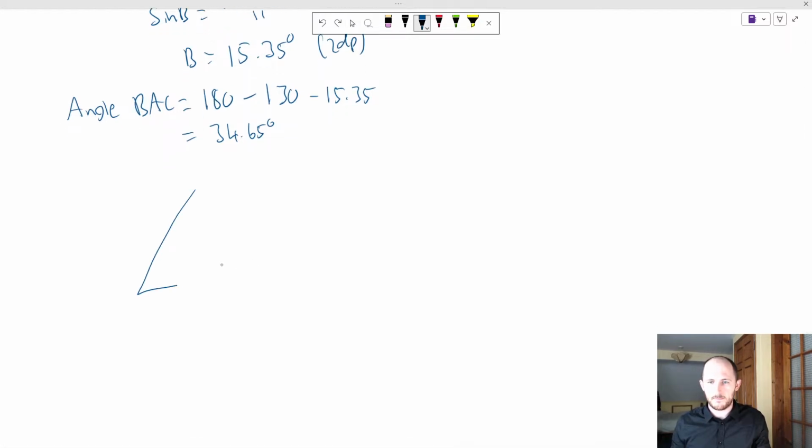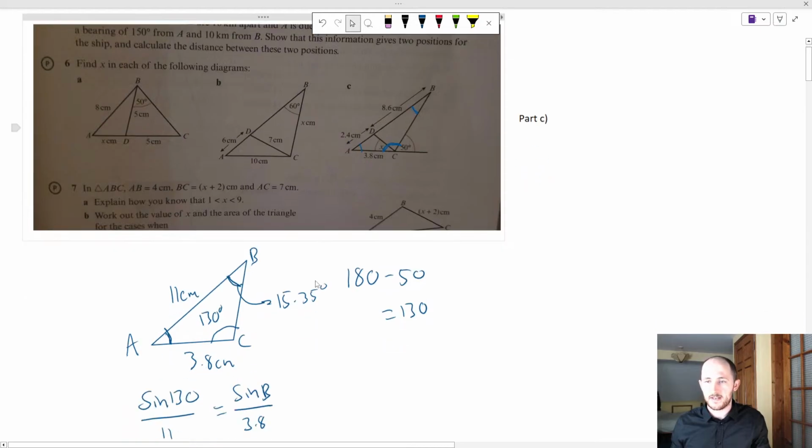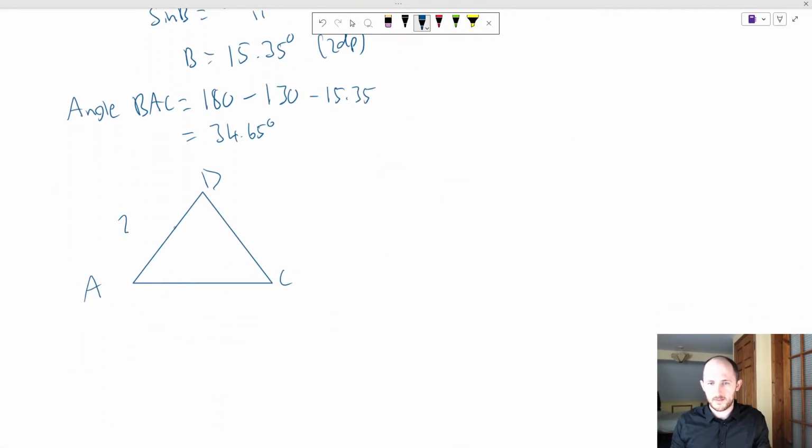So draw. It looks a bit like that. It's not an equilateral triangle. So A, D, and C. Okay? A, D, and C over here. So 3.8, 2.4. Let's add those measurements. Oh, was it 3.8? Yeah. And I've just worked out that A is 34.65.